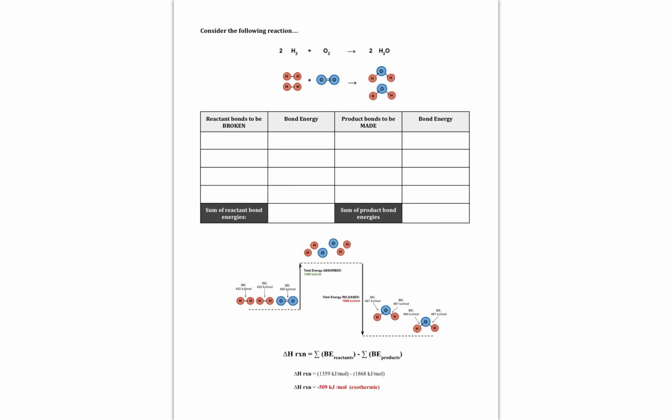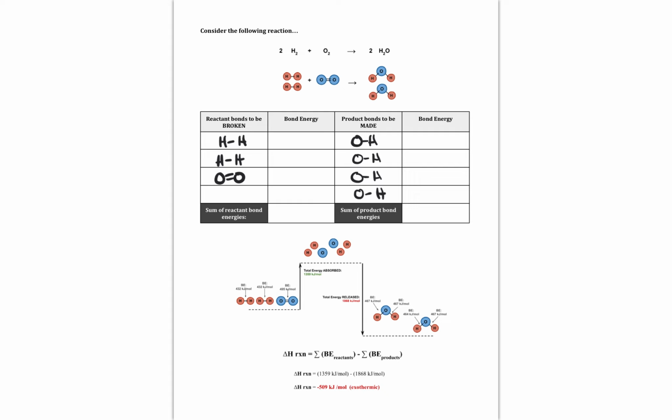Well, let's use this reaction as an example to learn how to put all of this together. We're going to look at the formation of water from its elements. So in this reaction, we have to break the bonds of the elements hydrogen and oxygen, and then form the bonds in the water molecules. So we're going to have to break 2 hydrogen to hydrogen single bonds and 1 oxygen to oxygen double bond, and then we're going to form 4 oxygen to hydrogen single bonds.